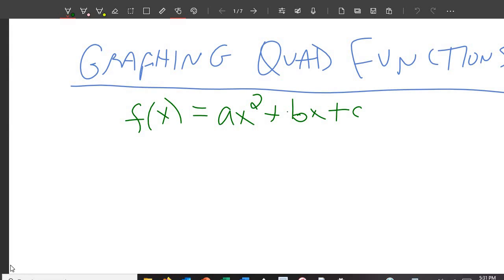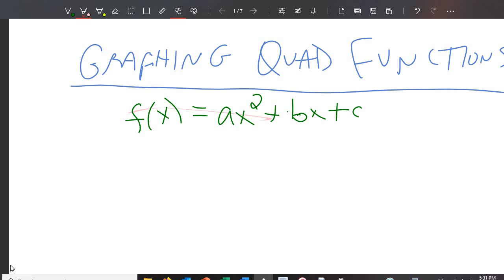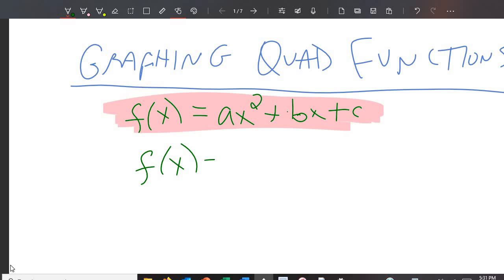Okay, this lesson is on graphing quadratic functions. This is what a quadratic function looks like. It's got an x squared, it's got an x, and it's got a constant. There's a number in front of the x squared, and there's a number in front of the x. The number in front of x squared we call a, and the number in front of x we call b. Here's a couple of examples of what they'll look like.